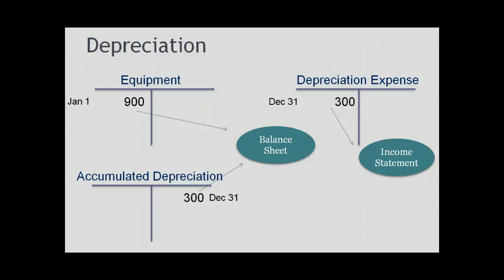Where would these accounts appear in your financial statements? Your equipment and your accumulated depreciation would appear on your balance sheet under assets. Accumulated depreciation always appears alongside the related asset. We call that a companion account to equipment. So whenever you see equipment, you will also see accumulated depreciation for that equipment, and they will always be shown together. Now your depreciation expense is an expense which will be in your income statement.